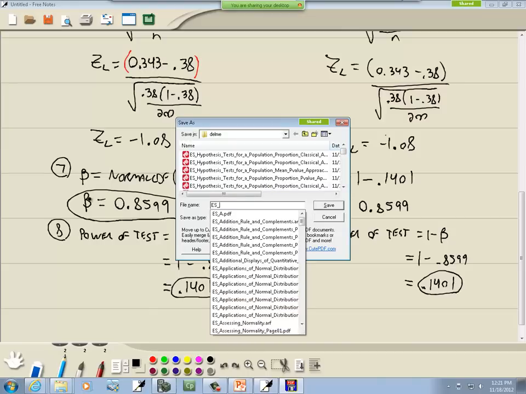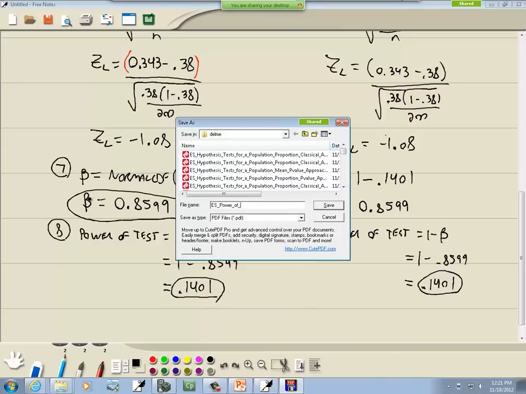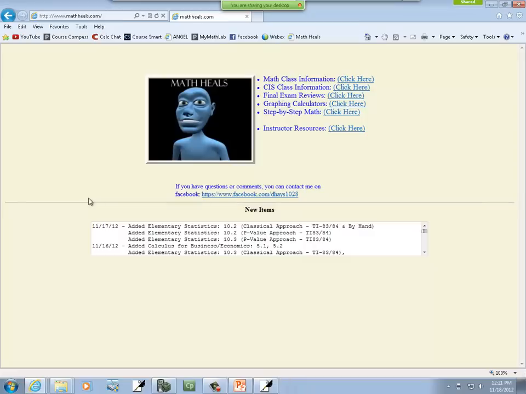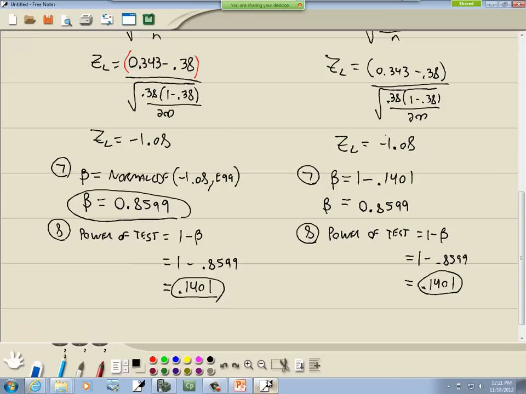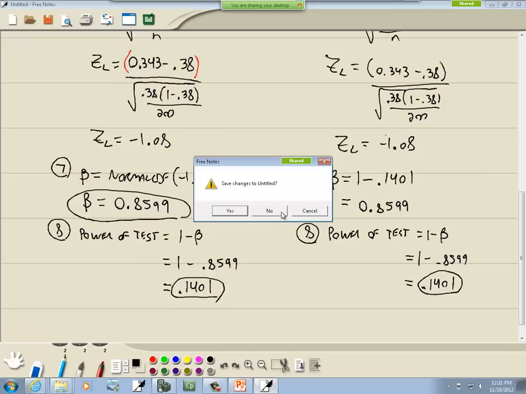So ES power of the test, page 01.pdf. Trying to think if I should name it something different. I guess it doesn't really matter what it's named.